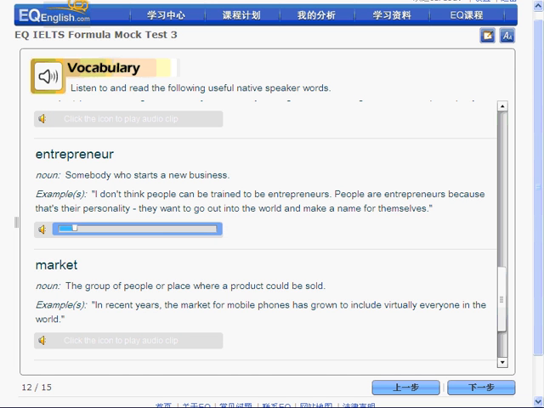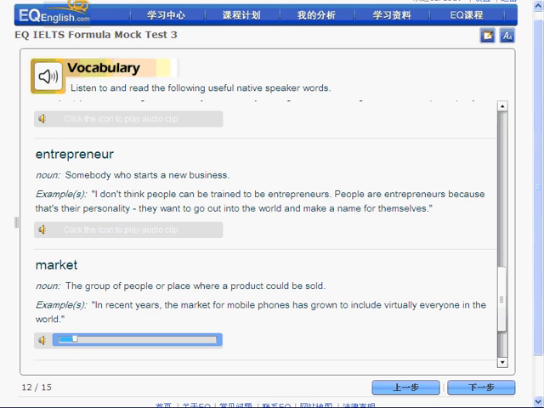Entrepreneur. Noun. Somebody who starts a new business. I don't think people can be trained to be entrepreneurs. People are entrepreneurs because that's their personality. They want to go out into the world and make a name for themselves.